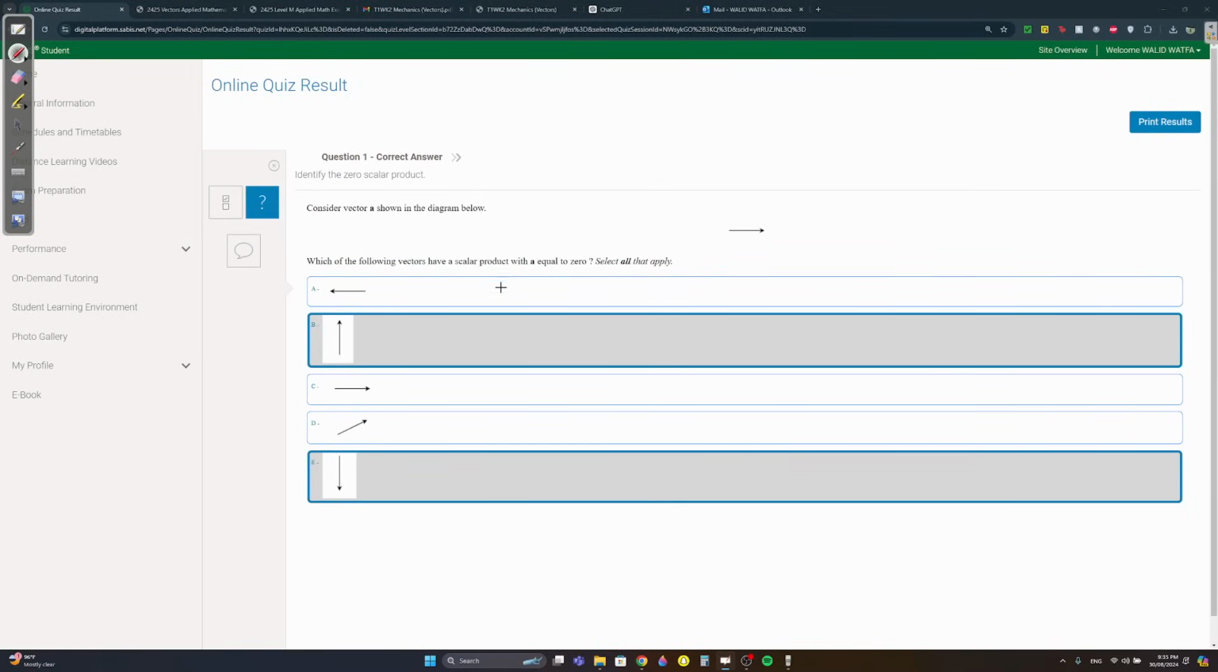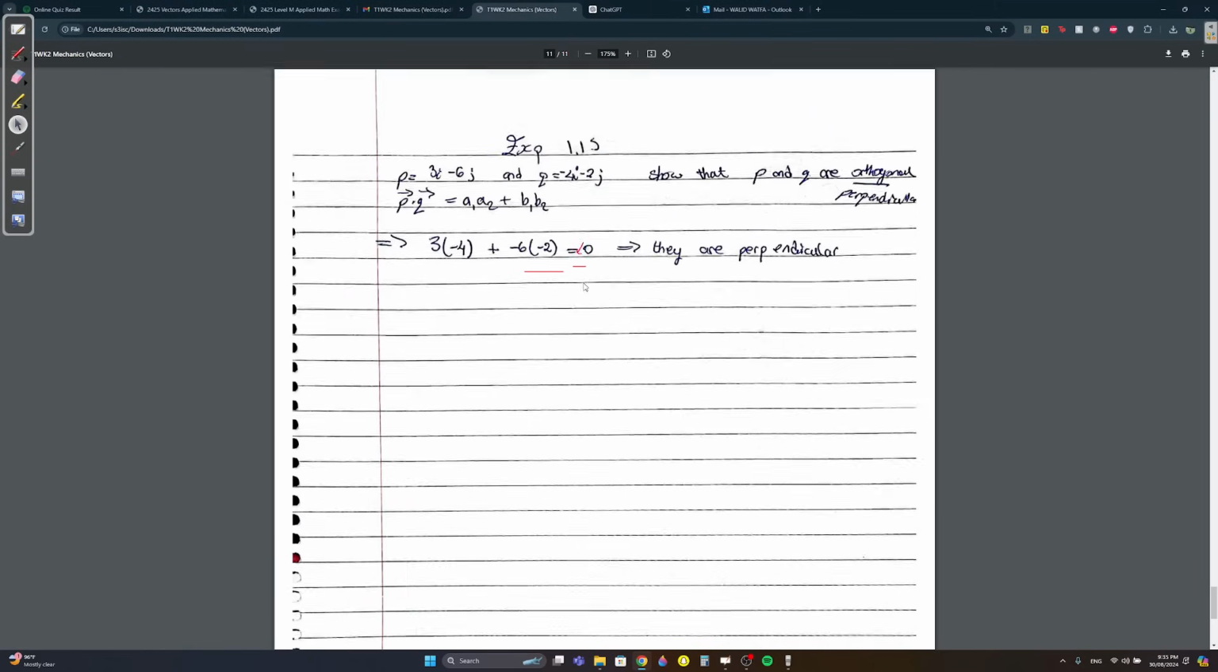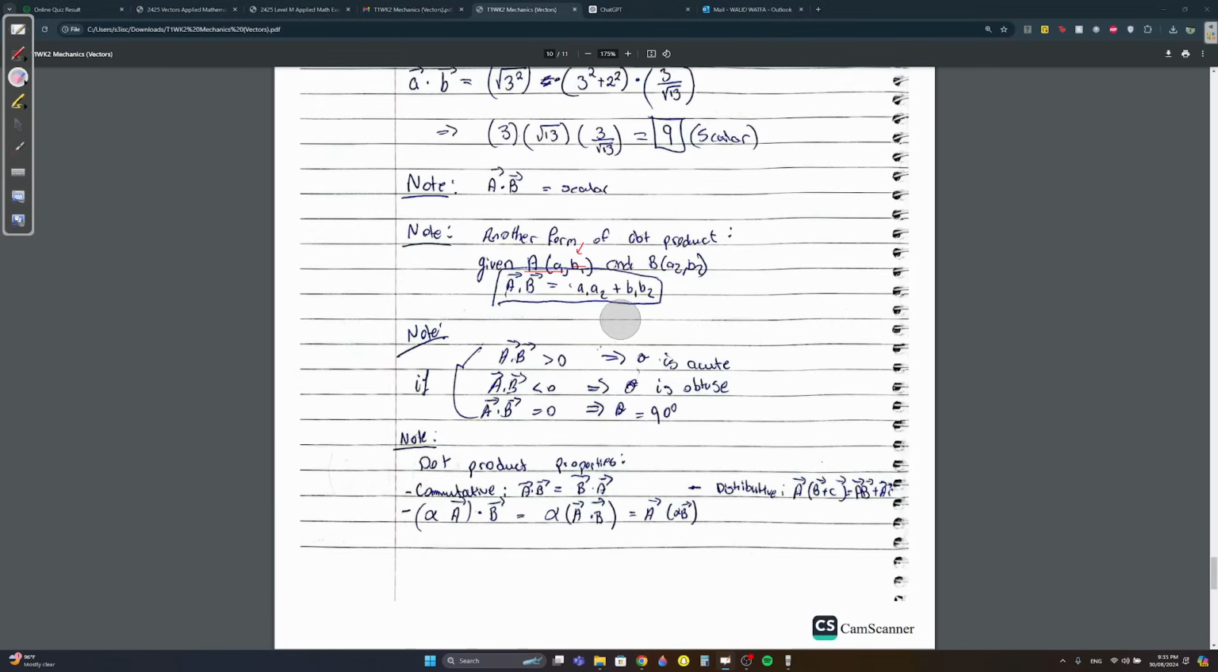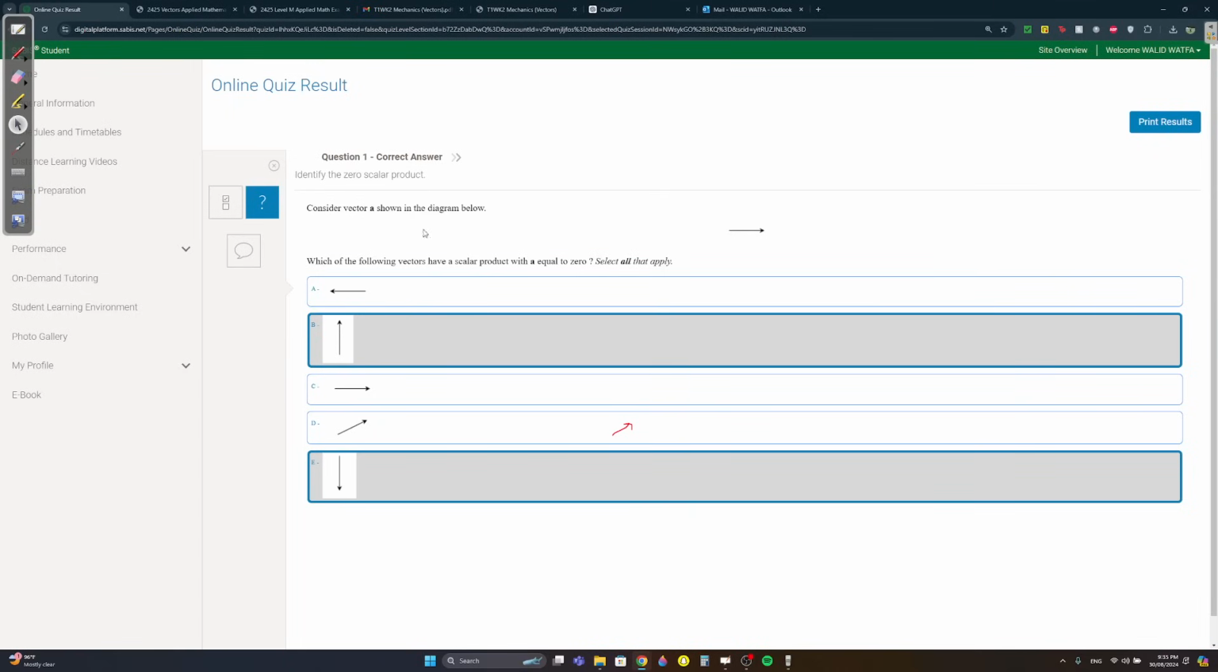This is a vector A. Which of the following vectors have a scalar product with A equal to 0? Obviously, we know that, when is the product equal to 0? We said now, when the product is equal to 0, that means the angle between them is 90 degrees. So, what does it mean when it's equal to 0? That means the vectors, when they're beside each other, the angle between them is 90 degrees.